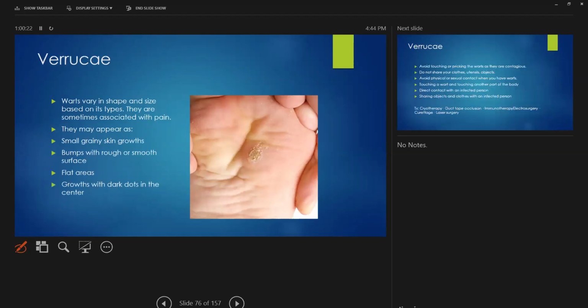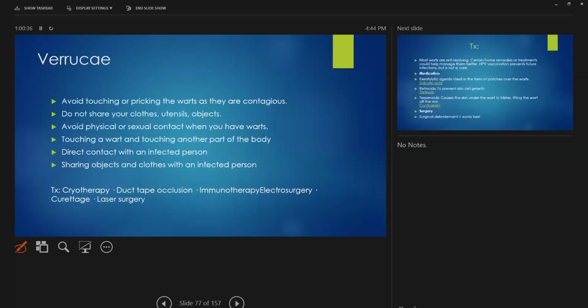Verruca, so a wart. This is not a genital wart, but a plantar wart. They kind of come in all shapes and sizes. We've all had one before or seen one. Avoid touching or picking the warts as they are contagious. Do not share your clothes, utensils, or objects. Avoid physical or sexual contact when you have warts.